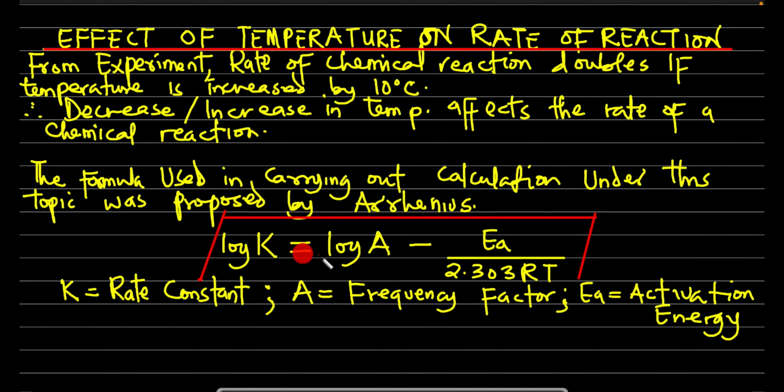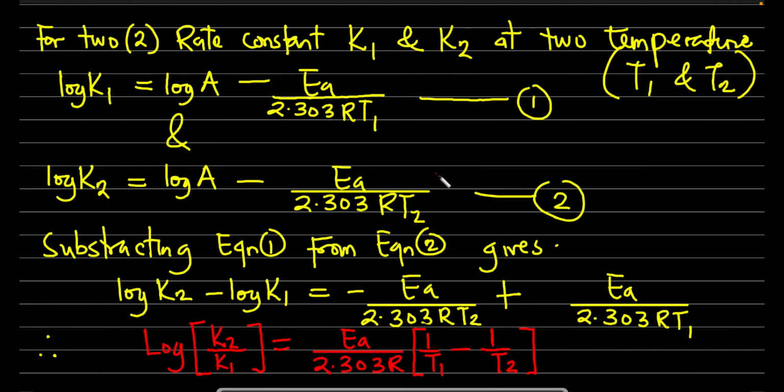So we have log k equals log A minus Ea over 2.303 RT. The k is the rate constant, the A is the frequency factor, the Ea is an acronym for activation energy, or energy of activation. Most of the times, this formula is not used like this. It's possible we can use it like this, but it's rare. Majority of times, the one here in red ink is the final formula.